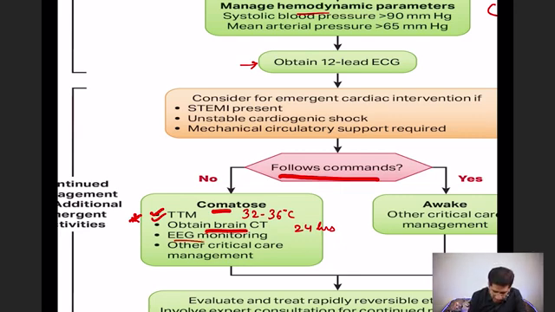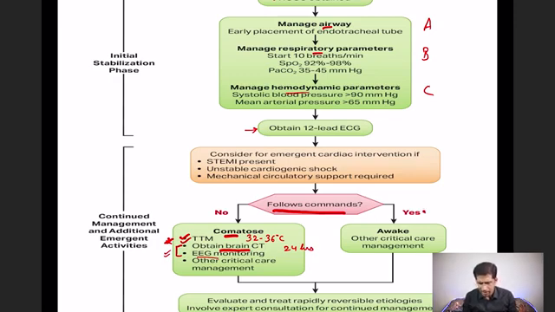So these 2 points are a new addition. Previously in 2015, we didn't have this option. The algorithm only said if the patient doesn't follow commands, go for TTM. There was no mention of neuroimaging, the CT or the EEG. So this is a new update in 2020. And if the patient is following commands, then you have to do critical care management in the ICU.